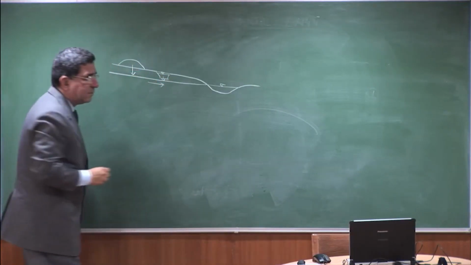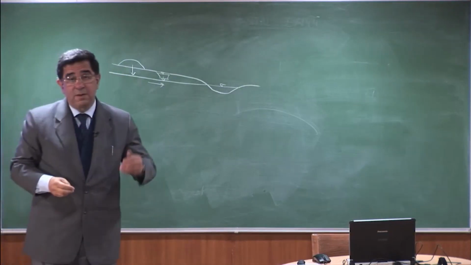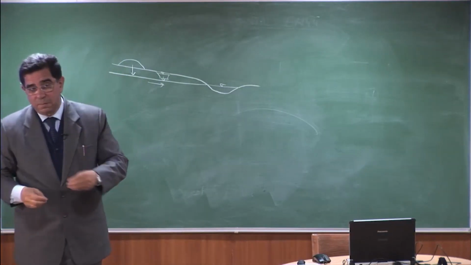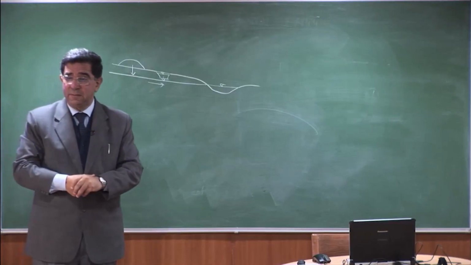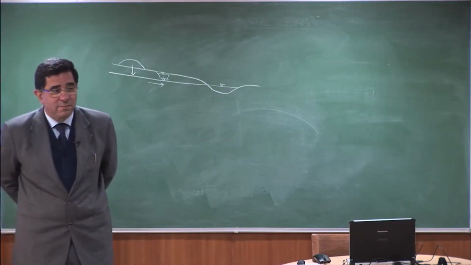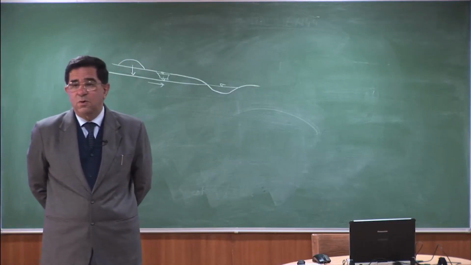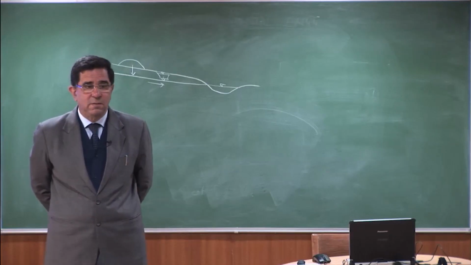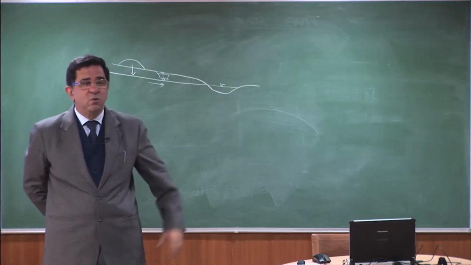And I also made a statement that the groundwater flows towards the river. Is that a correct statement? Does the groundwater always flow towards the river? Well, let's look at the ground surface first.